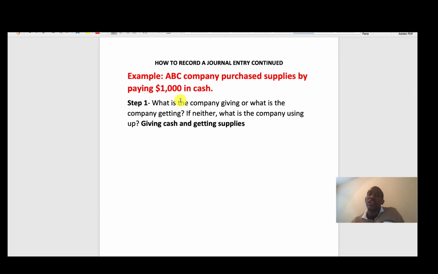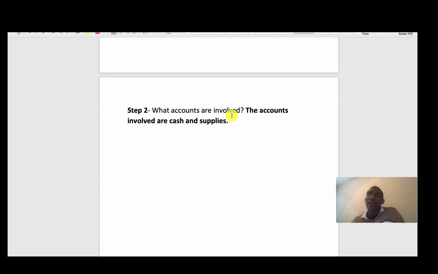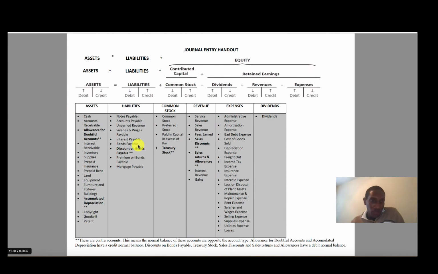So what did the company give and what did the company get? So the company received supplies and the company gave cash. So that's being exchanged. There's a giving of cash and there's a getting of supplies. So that's what's being exchanged. So now we go to step two. So what are the accounts involved?